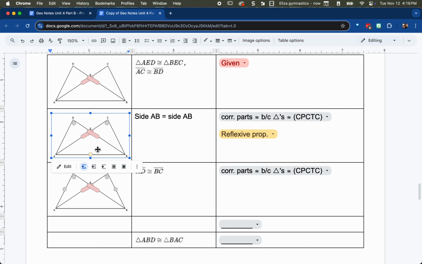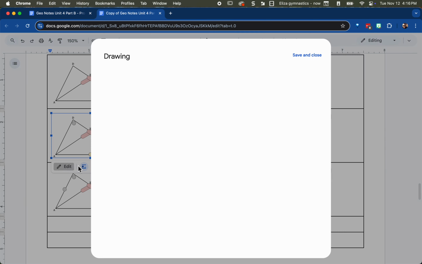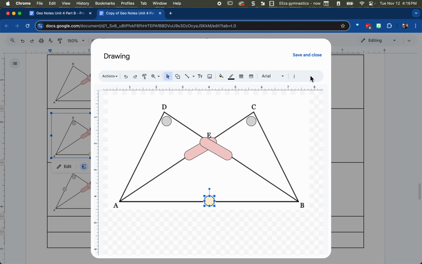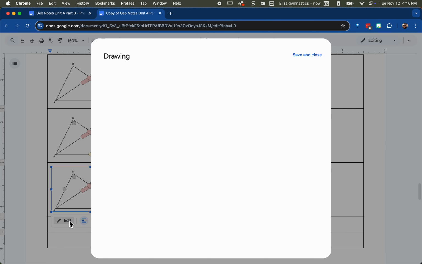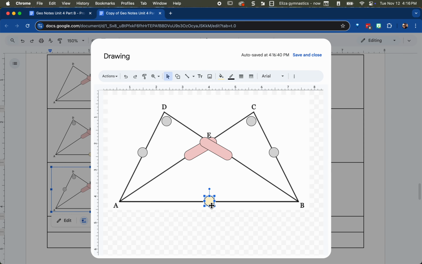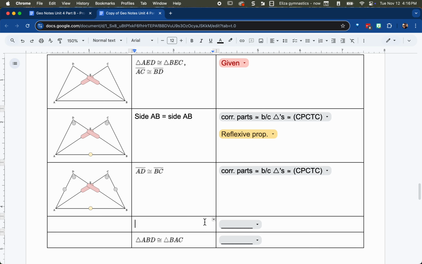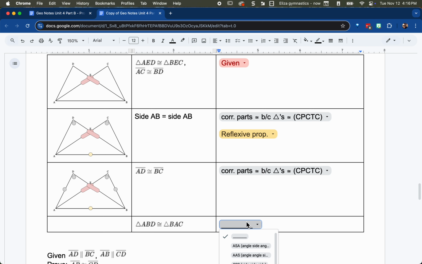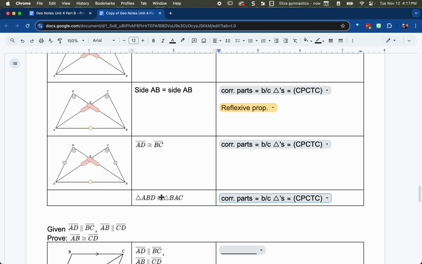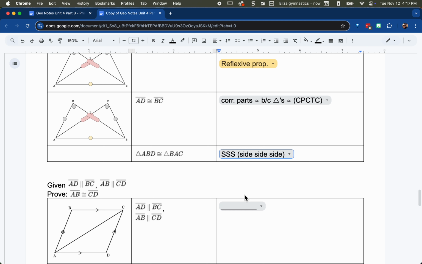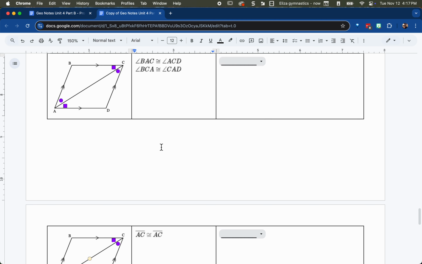And if that's true, I'll grab that to copy and paste it onto the next drawing. That gives us that we have a side and a side and another side. So we would have side, side, side congruence instead of the angles. So delete this row. And so we're going to have side, side, side congruence with that. There we go.